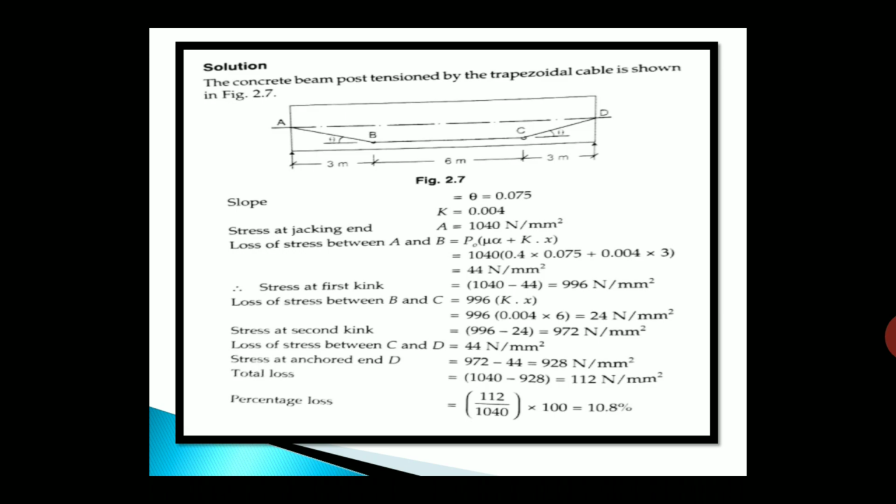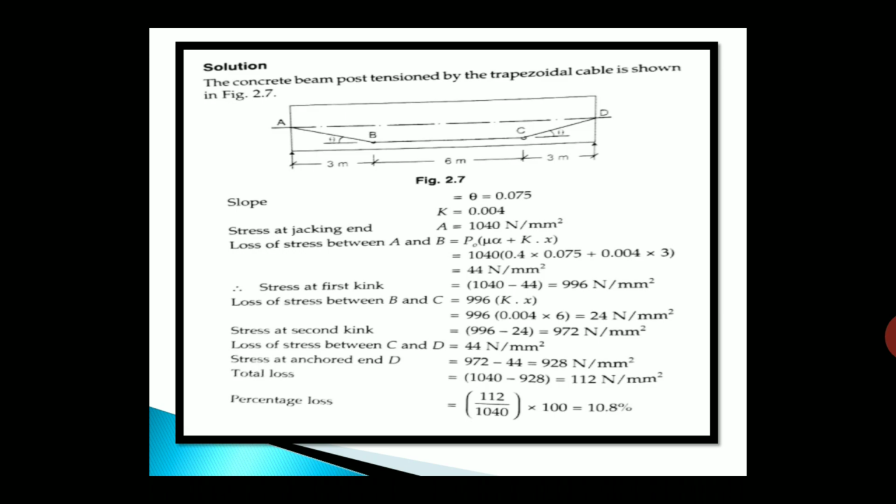Firstly, in section AB, the loss of stress can be obtained by the formula P0 into bracket mu alpha plus Kx, where P0 is the initial stress, mu is given, alpha is 0.075, which is also given, plus 0.004, which is the K value, into 3. Here x is equal to 3 because we are taking the first span, that is AB, which is 3 meters.